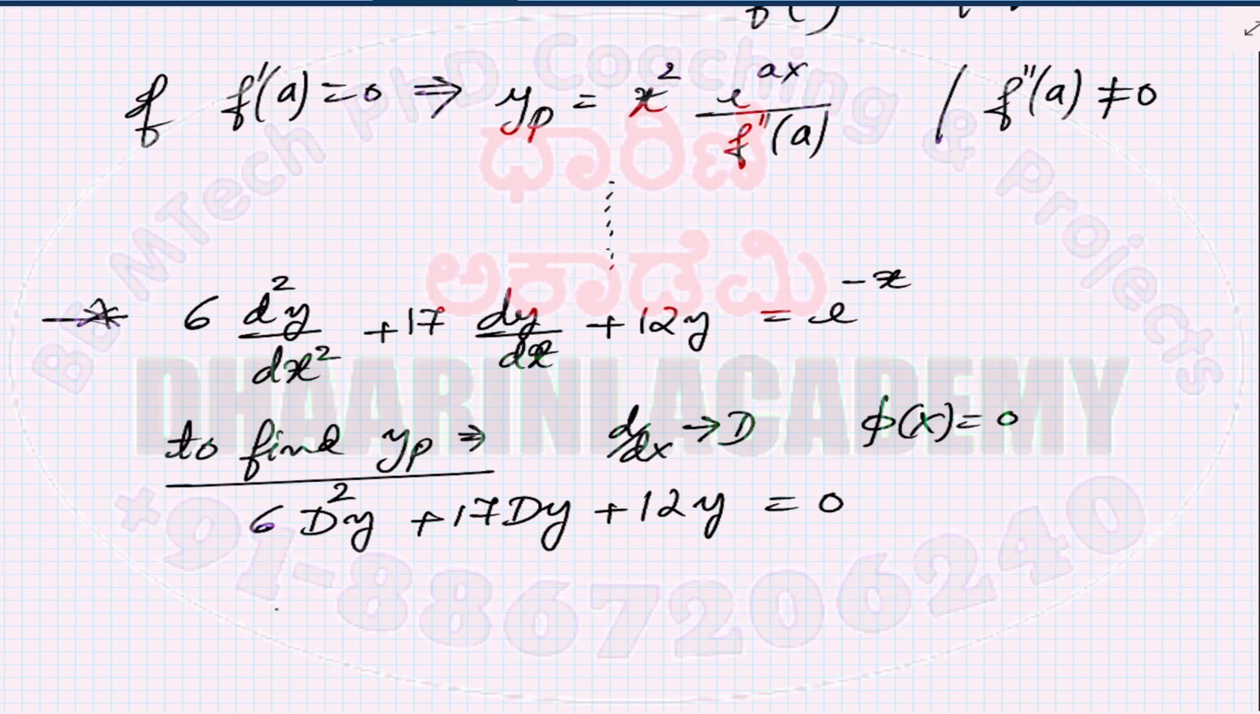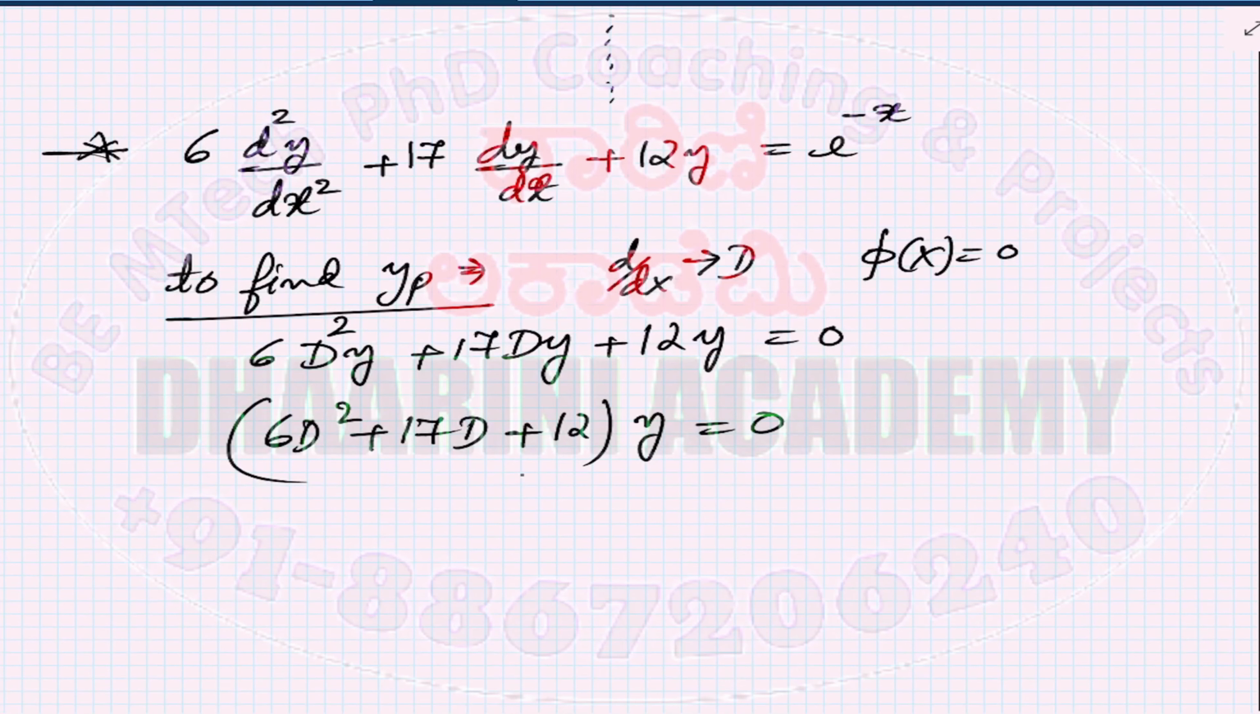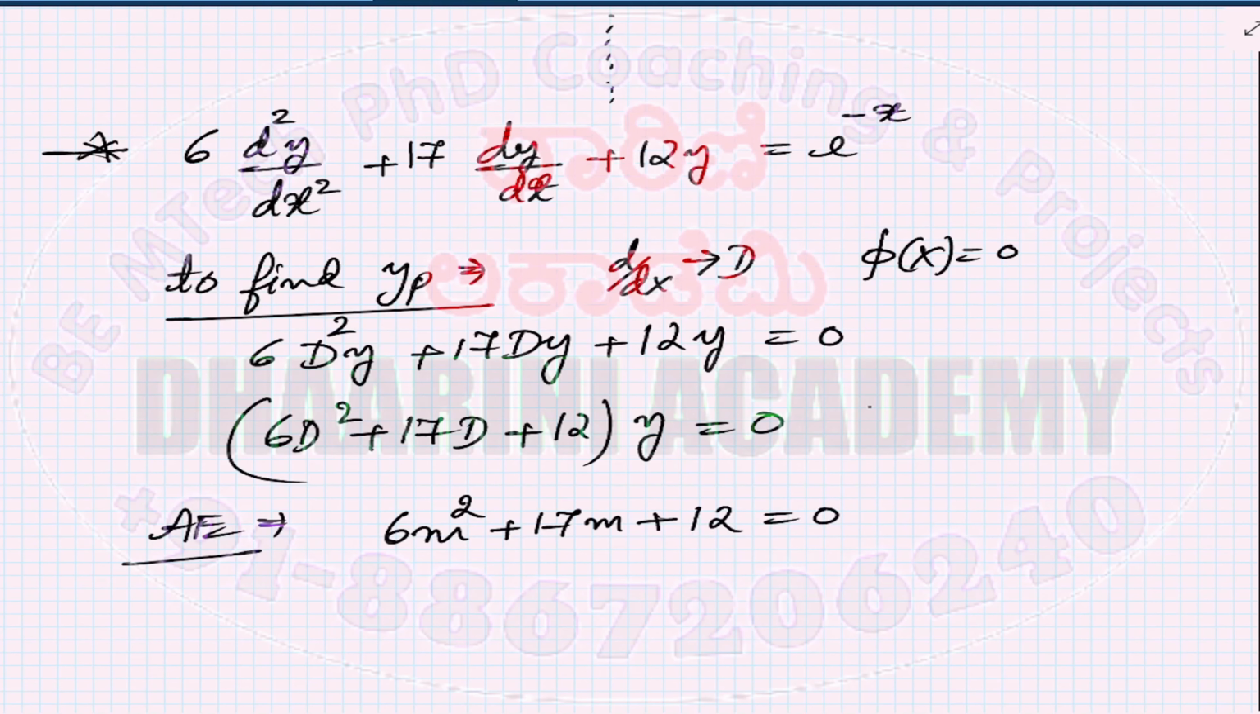Now what you do, you take the y out. So that is (6D² plus 17D plus 12), multiply this with y equal to 0. I know that a product equal to 0 means I have to write an auxiliary equation. The auxiliary equation is nothing but replace D by some variable, say m. So this is 6m² plus 17m plus 12 equal to 0. Since y is not equal to 0, I have to equate the auxiliary equation to 0.